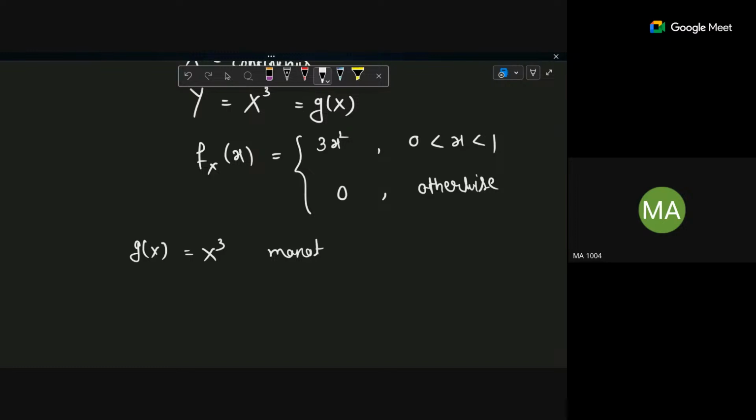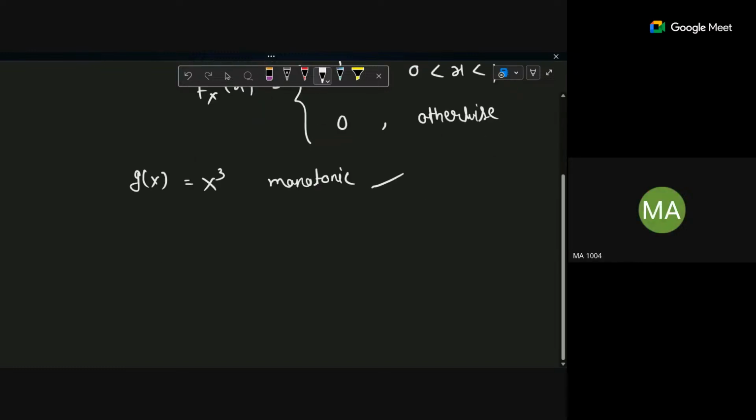and what will be the support of x? 0 to 1. On that interval it's monotonic, so you can apply. Is it enough to apply the theorem we studied? Yes, ma'am. Okay. So we need one more thing, that's the derivative of g of x, g dash x. It should be differentiable also. Yes. 3x square. What is the derivative of g of x? 3x square.